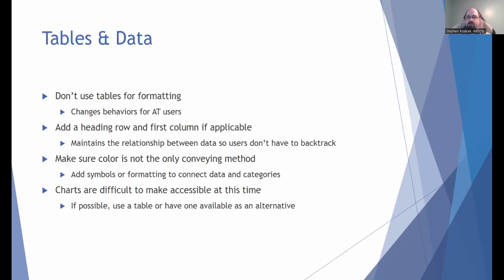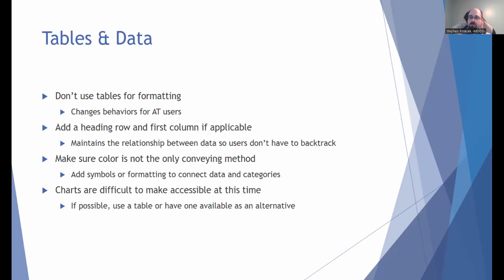This maintains the relationship between data so that users don't have to backtrack. So if you're in row 4, column 4, that cell D4, if you have the heading row on, when a screen reader moves to that cell, they'll hear the contents of the cell, then they'll hear the heading, and then they'll hear the actual cell number D4.